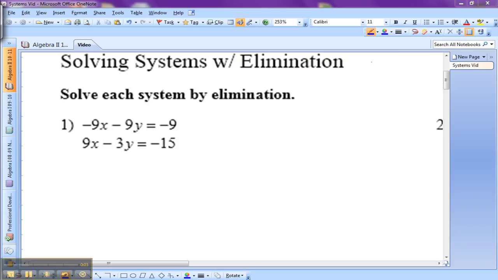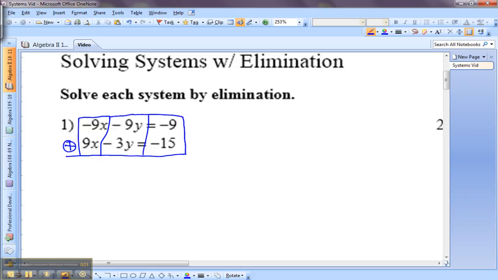In example 1, we see our coefficients of x are -9 and +9. So to eliminate our x variable, we are going to use addition. And one of the things that students like to do is to box out their like terms, and we can view this system of equations as three separate problems.